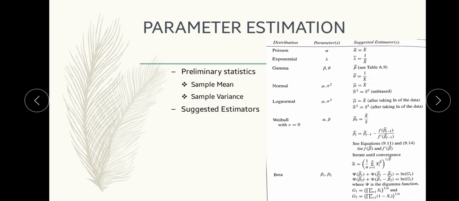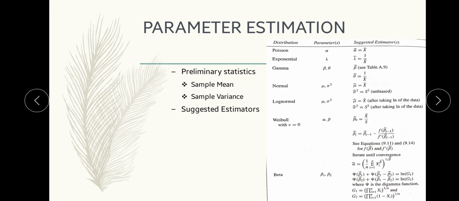Now we will see how the parameters are estimated. According to the distribution we can go for the sample mean, which is a parameter being estimated, and next we can go for the sample variance, another parameter related to the statistics. Another table you can see here gives the distribution, parameters, and suggested estimators based on the distributions we listed in the previous slide. It may be Poisson, gamma, exponential, log normal, Weibull, or any other distribution.